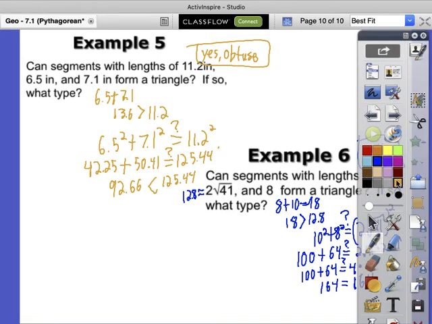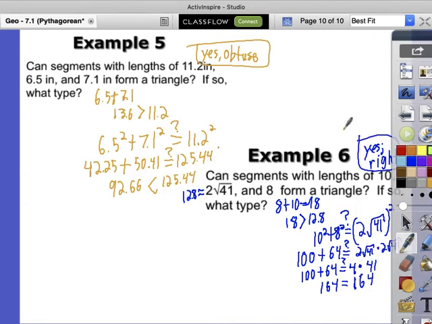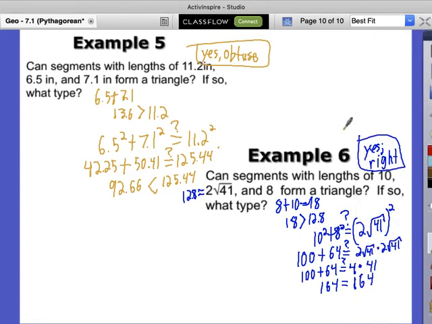Now, if we had done what was suggested a moment ago of using that 12.8 here, what would have happened is, had we set up 10 squared plus 8 squared equals 12.8 squared, we get 100 plus 64 still. What is 12.8 times 12.8?